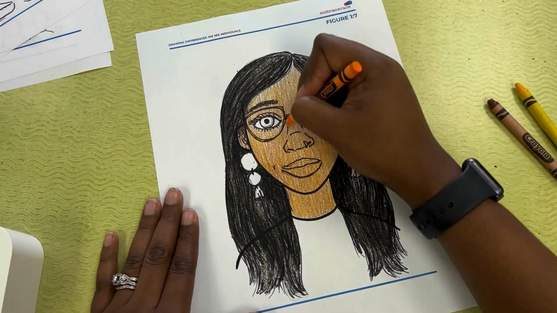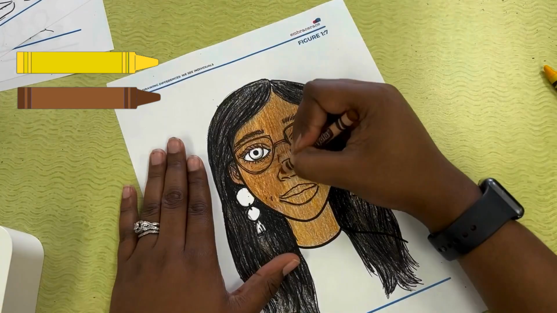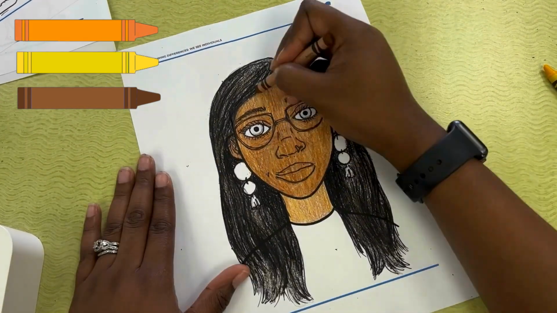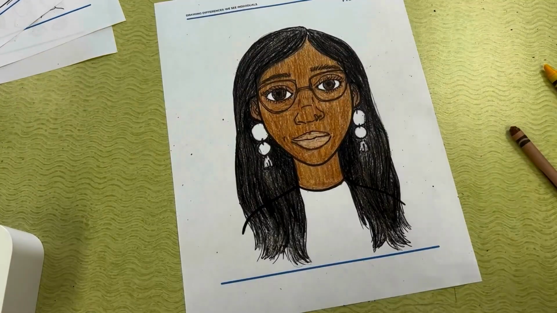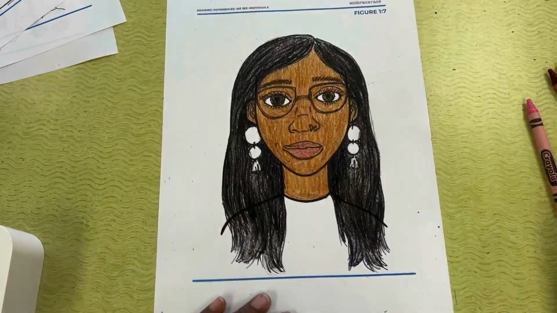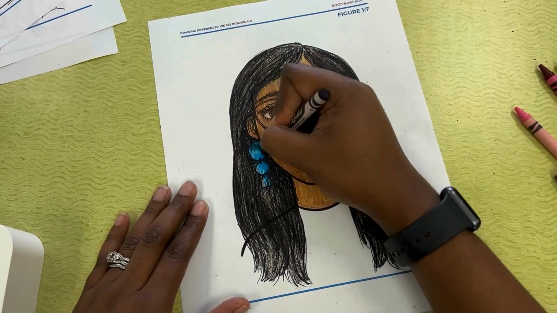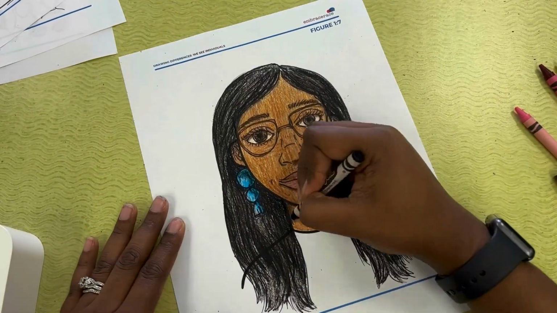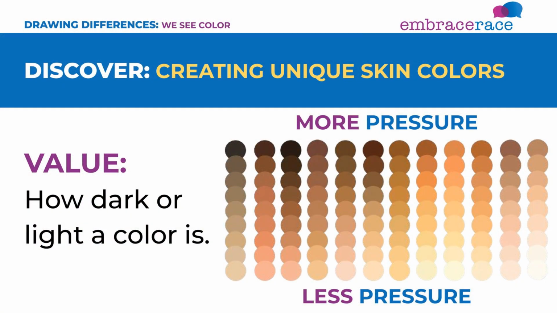I started off using really light pressure with brown, and then on top of the brown I added yellow, then orange, and then I went back on top using heavy pressure with my brown to make my skin a little bit darker. If you decide to mix your own skin tone using crayons, I encourage you to play around with the pressure. Lighter pressure will create a color that is a lot lighter, while pressing down firmly will make your color a lot darker.